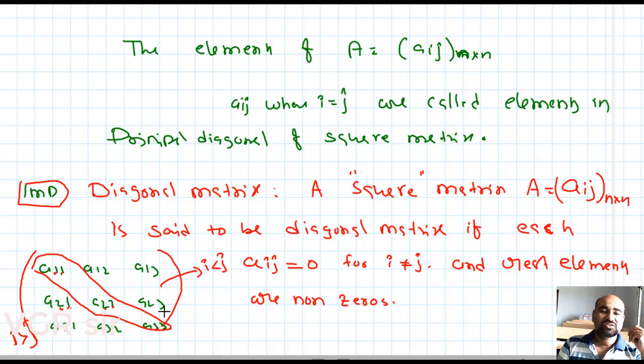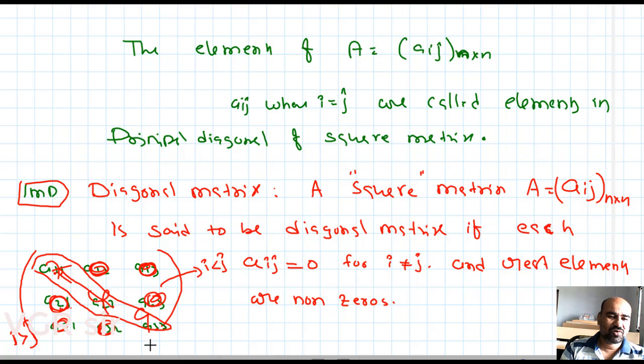In other words, in a square matrix the elements above the principal diagonal follow the condition i less than j, and the elements below the principal diagonal follow i greater than j. So what I told here is Aij equals 0 for i not equal to j; except the diagonal, all remaining elements are zeros. One more important point: the diagonal elements are taken as non-zero, like 7, 9, 4. The remaining elements are zeros. Such a matrix is called a diagonal matrix.